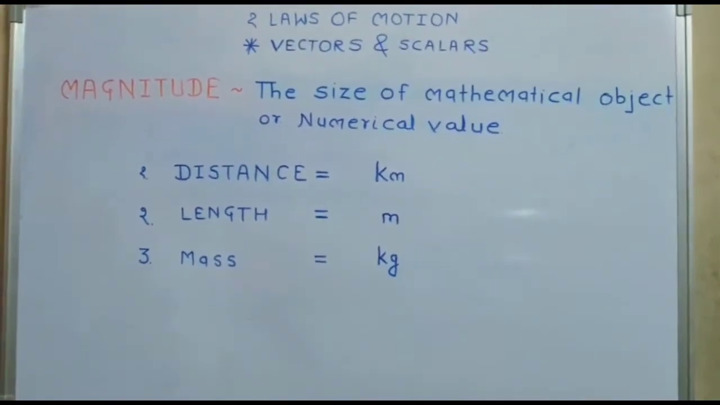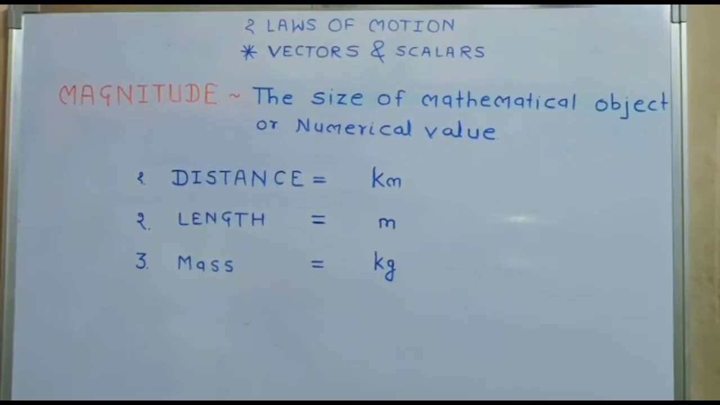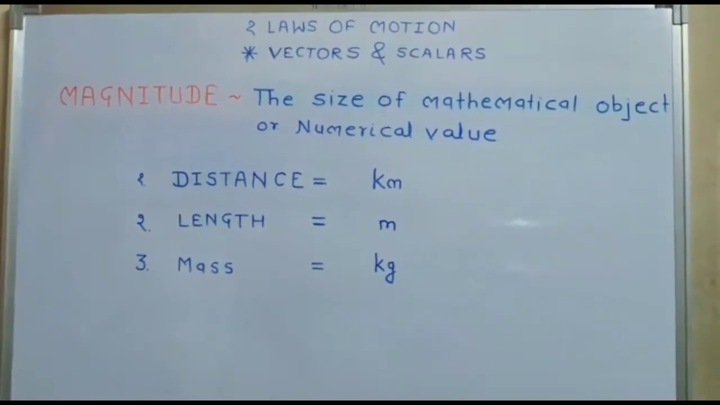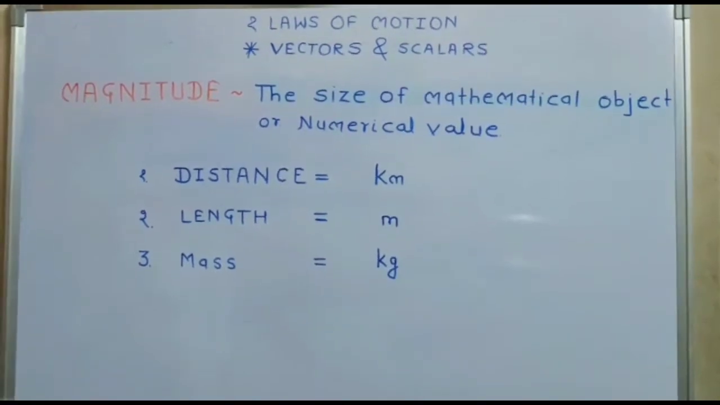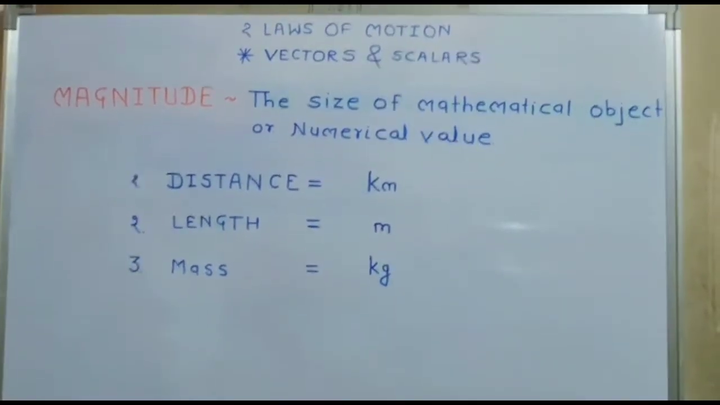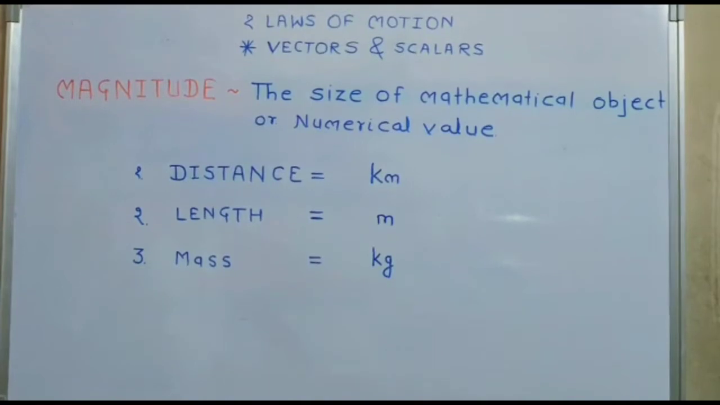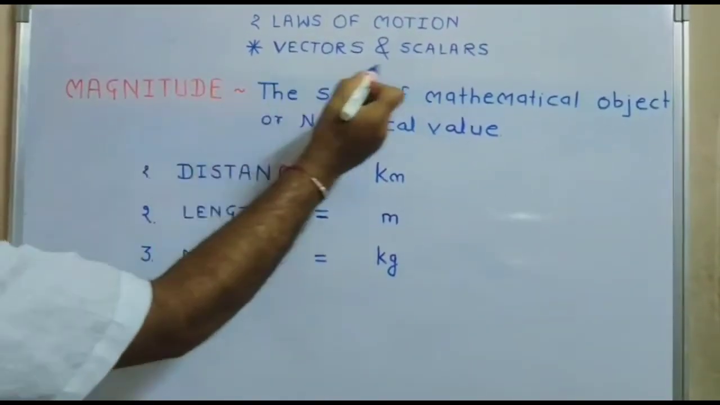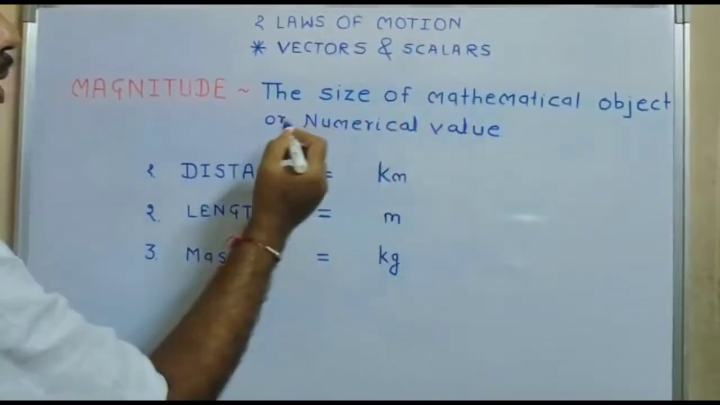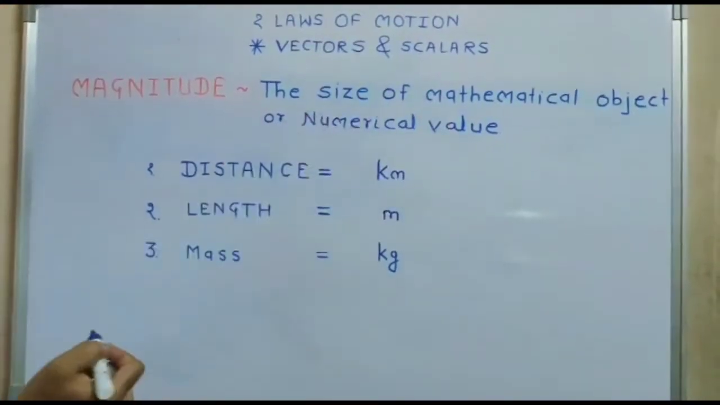To understand the concept of vectors and scalars, first we have to understand the meaning of two words: magnitude and direction. First of all, we will understand what is the meaning of magnitude. Now look at the blackboard. What is the meaning of magnitude? The size of a mathematical object, or it can be a numerical value.